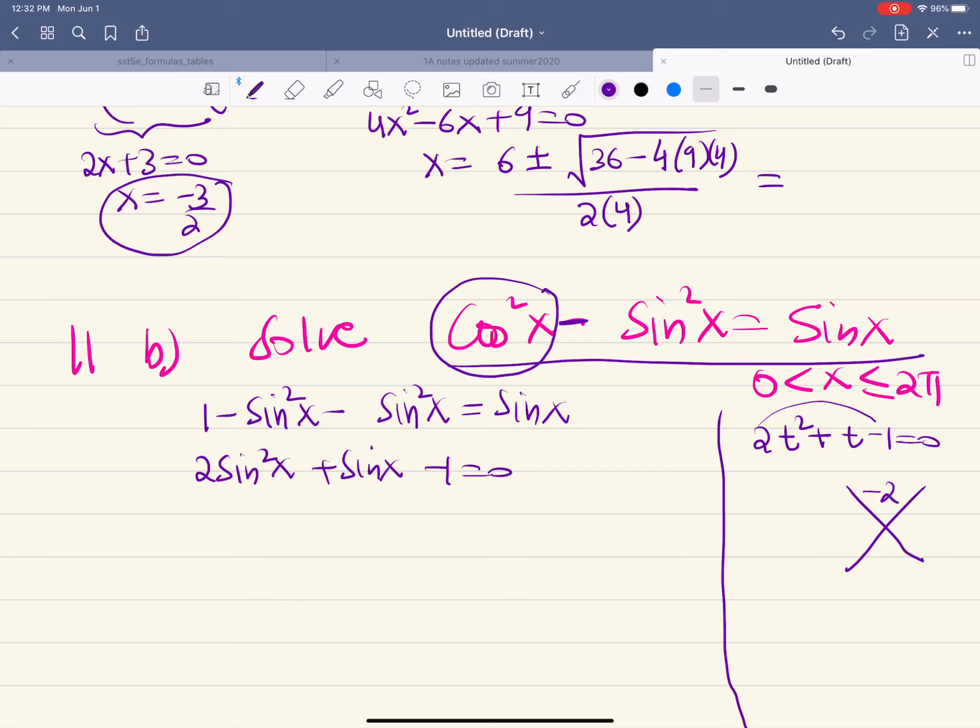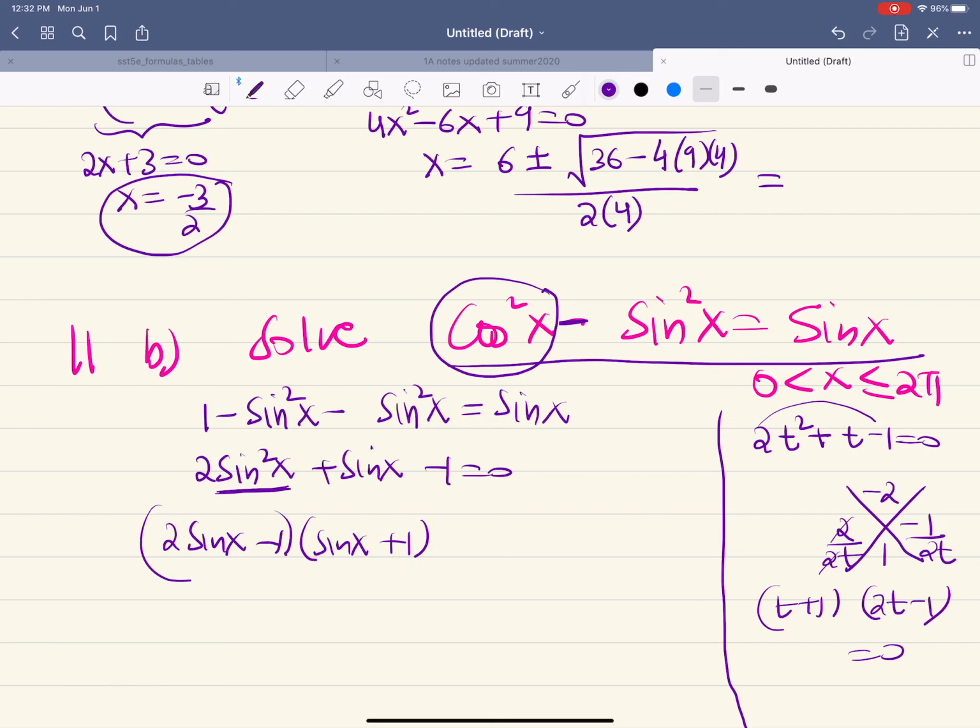We're looking for two numbers. They multiply to give you negative 2, add up to give you 1. They're 2 and negative 1. We must divide them both by 2t and 2t. Simplify, so my factors are t plus 1 and 2t minus 1, and then we can set each factor equal to 0. Again, the same thing I'm going to do over here. This is like my t. My t is actually equal to sine x in this case. So when I factor it, it turns out to be 2 sine x minus 1 and sine x plus 1 equal to 0.